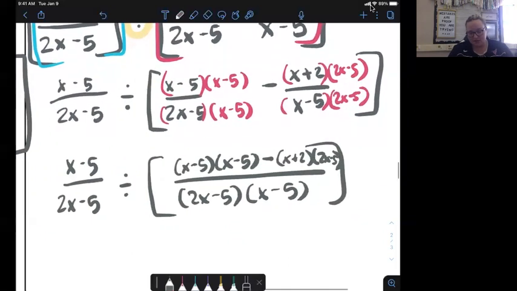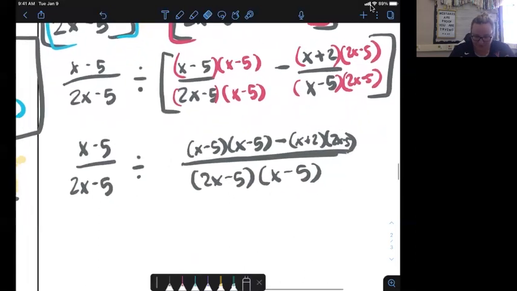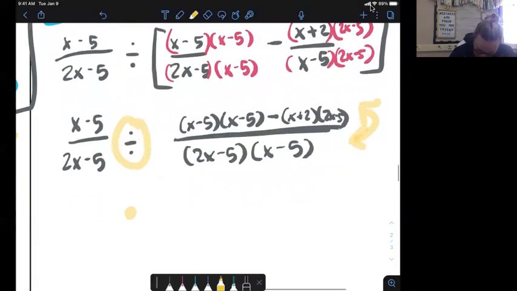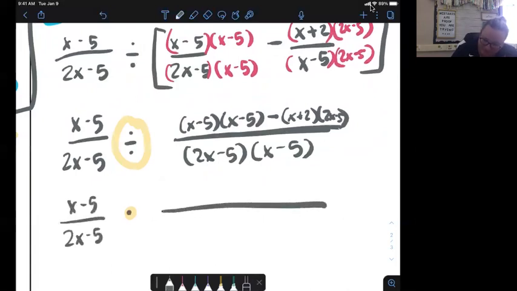Now, since you have a fraction divided by a fraction at this step, you could change this division to multiplication and flip this fraction at this step if you wanted to. Or you could simplify that numerator first. I'm not too worried about that, however you did your steps there. So I'm going to flip that fraction. I'm going to put 2x minus 5 and x minus 5 up top.